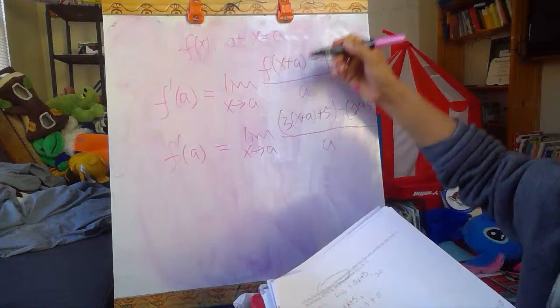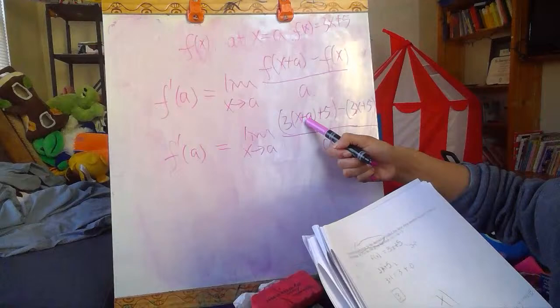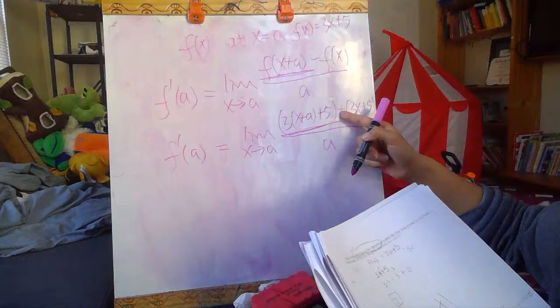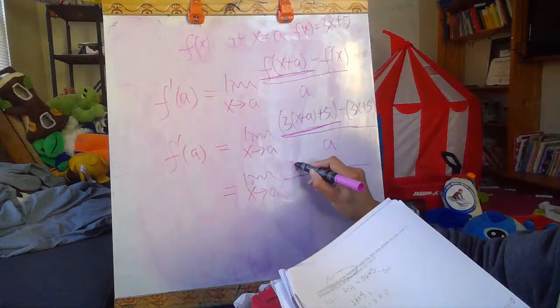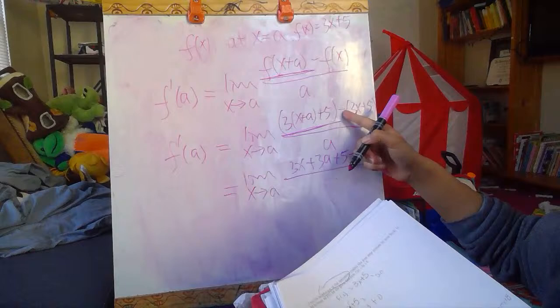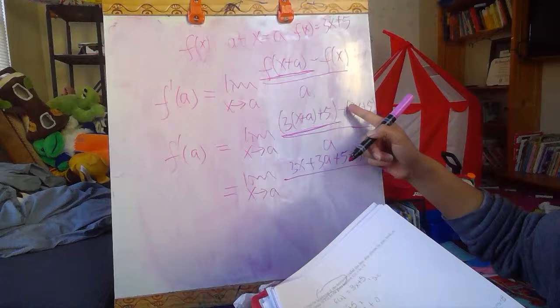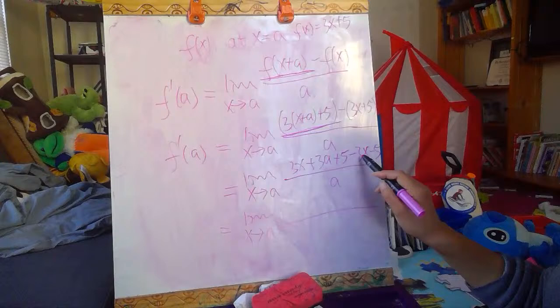f of x plus a. In this problem, f of x is 3x plus 5. So you need to plug x plus a into this function, which is 3 times x plus a plus 5. So this part is this. Minus f of x is this, over a. So now you need to do algebra. X goes to a, do algebra. 3 times x is 3x, plus 3 times a is 3a, and then plus 5. Minus 3x, and then minus 5. Be careful, this is minus 5 because we remove the parentheses. Okay? So now over a. We continue to do algebra. X goes to a. 3x minus 3x cancel.